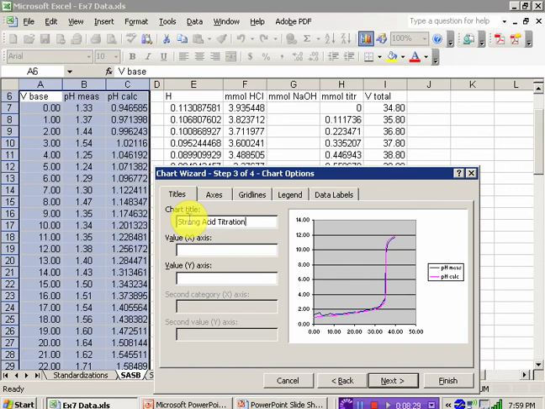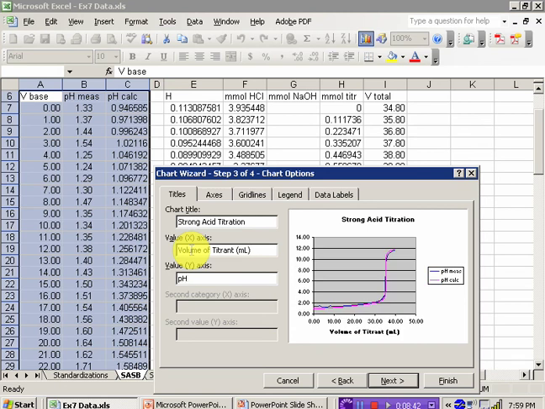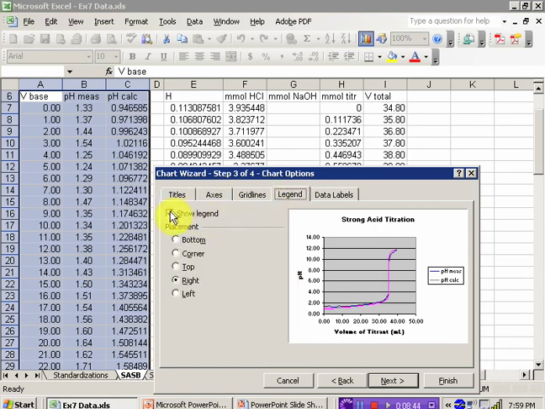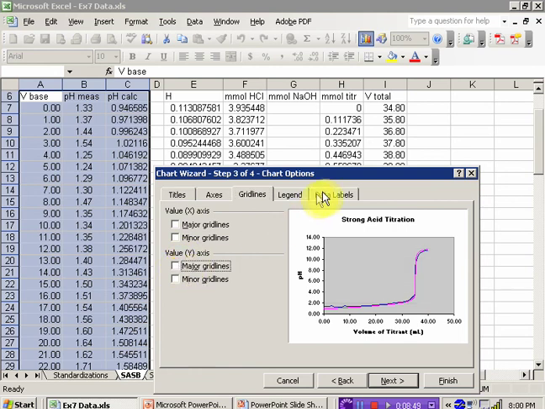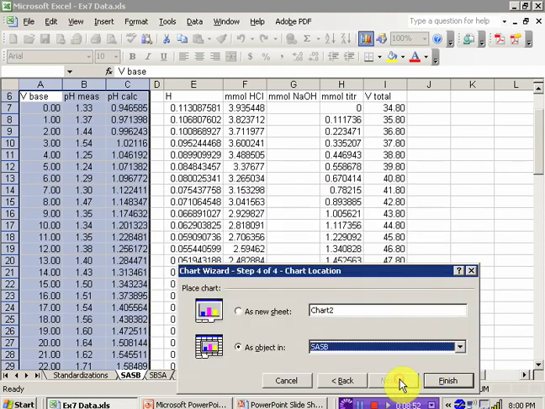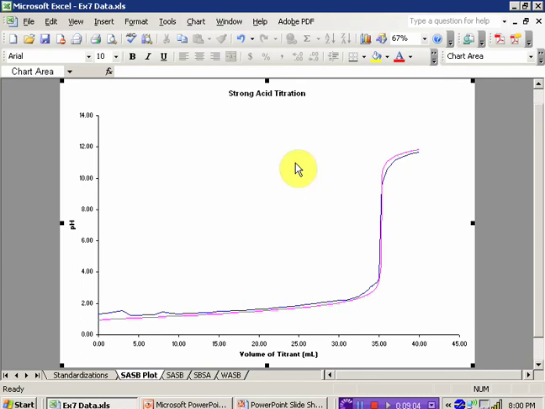My title is going to be Strong Acid Titration. My x-axis was the volume of titrant in units of milliliters, and my y-axis was my pH. Okay. I'm going to turn off the legend. I'm going to turn off grid lines, and then I'm going to enter this as a new sheet. Strong acid, strong base, plot.